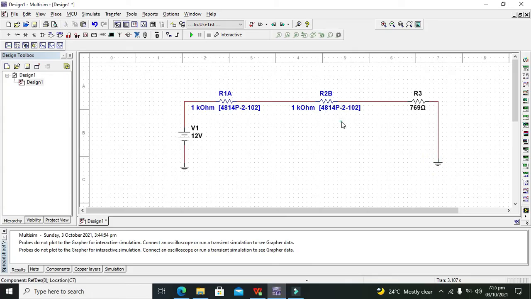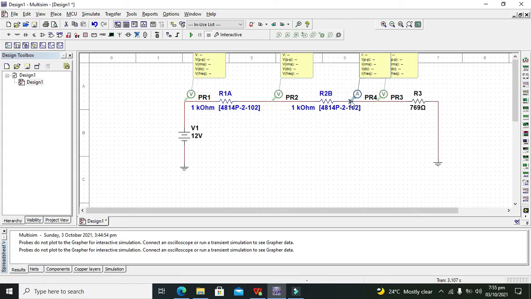Now we know that there are a lot of points, like the point near the battery, then the midpoint between R1 and R2, and the midpoint between R2 and R3. Then there is one ground as well. So now we need to take the voltage probe and place it here like this and this. Our circuit is in series, so we are not supposed to place multiple ammeter probes or current measuring probes, because we know that in a series circuit current is always the same at every point. Okay, now we need to run it.